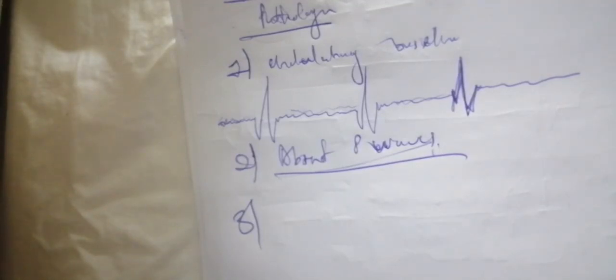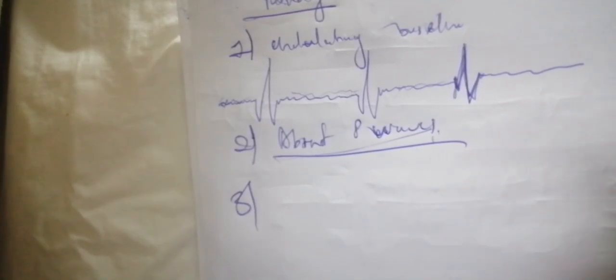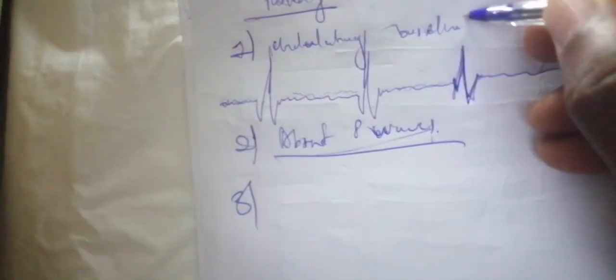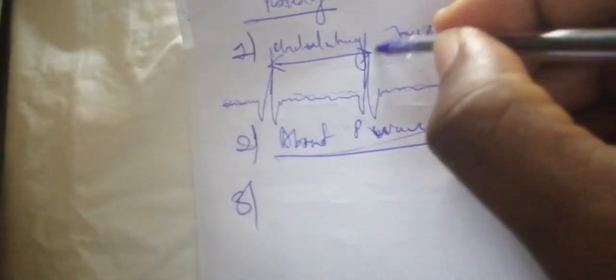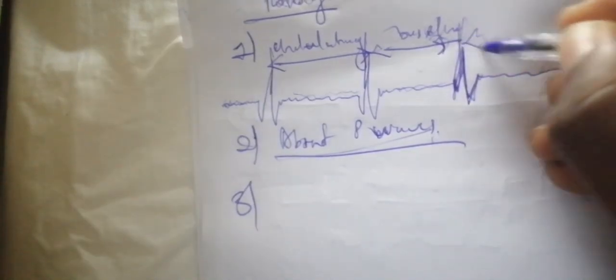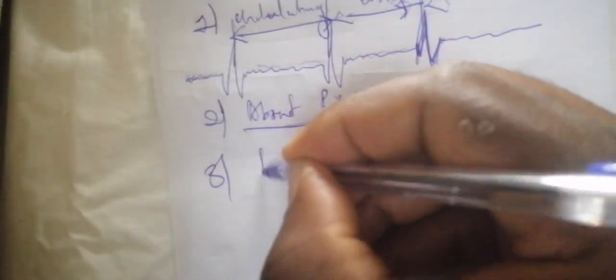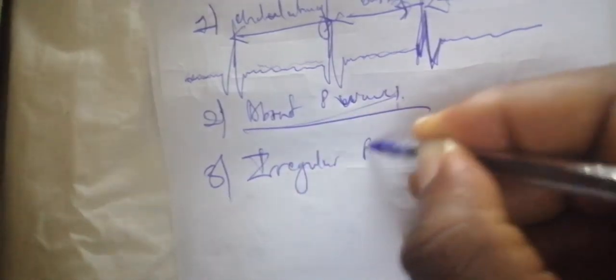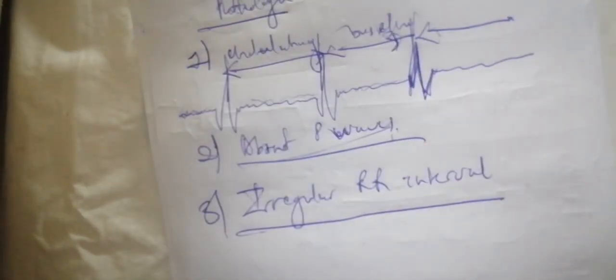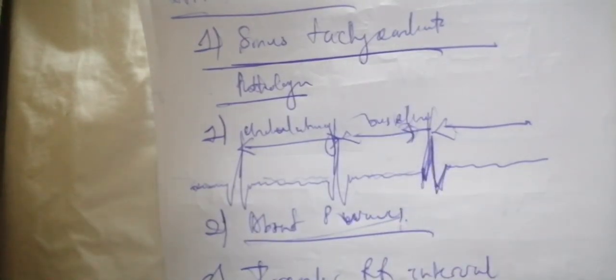Now, since you have this undulating baseline, the atrium is not contracting at the same instant, so you are also going to have an irregular RR interval. When you measure one R wave interval and then another, it's going to be shorter, and another, so you have an irregular RR interval. So those are the three pathognomonic signs of atrial fibrillation on the ECG. In addition, you can have sinus tachycardia, but it is not a pathognomonic sign.